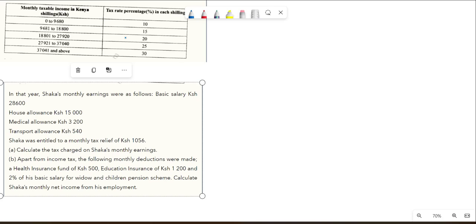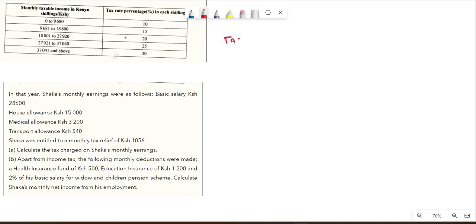How much tax can a person pay, and how much money can a person earn with a certain income after the tax is deducted? So let's see. The first question is asking us to calculate the tax charged on someone called Shaka. And for us to calculate the tax, the first thing we are supposed to calculate is the taxable income.